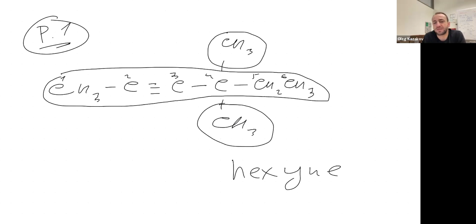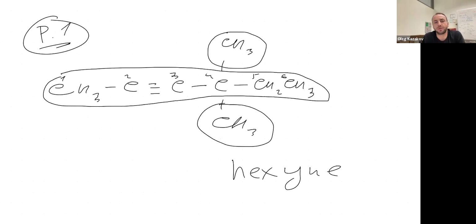If we start from this end, let's pretend that we don't see those numbers on the top. If we start counting from the right end, what will happen? Where will the triple bond commence? 1, 2, 3, 4, on the fourth carbon. That's going to be too far.